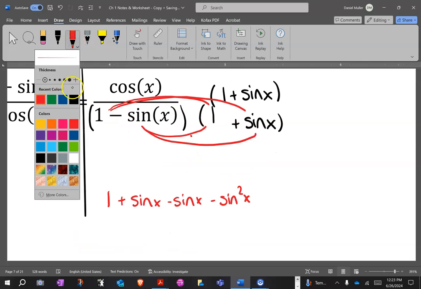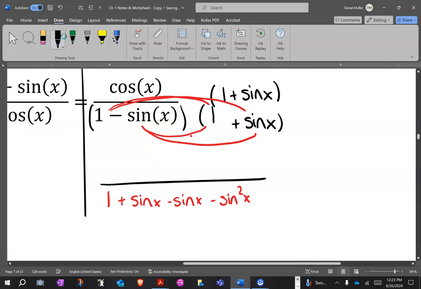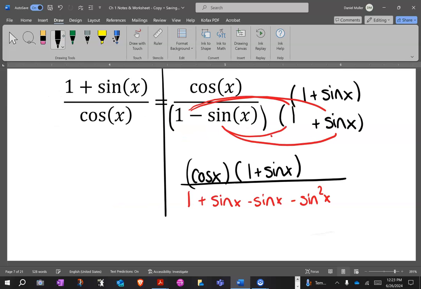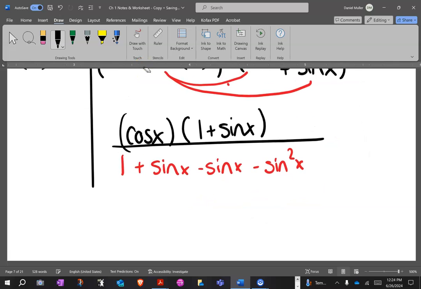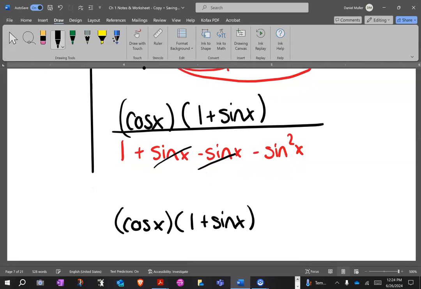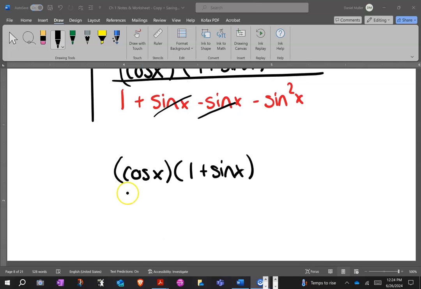Now, as if that's not difficult enough, the top, again, none of this is intuitive, but if you do it enough, it will become a little bit easier. I'm actually not going to multiply. I'm going to leave it as just cos of x and 1 plus sine x. And I know that because at the end, I need to have a 1 plus sine x on top. So I'm going to leave that 1 plus sine x on top. These are gone. So I've got a cos of x on top and a 1 plus sine x. And on the bottom, I've just got a 1 minus sine squared.